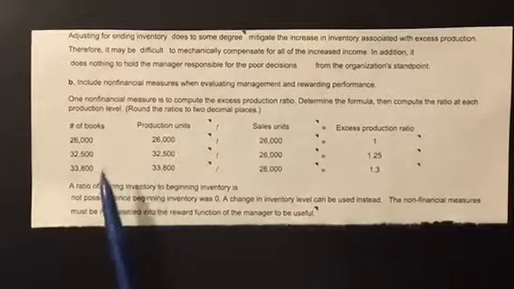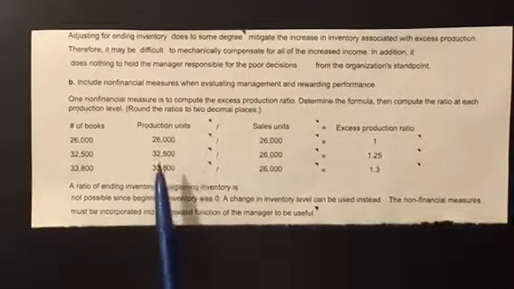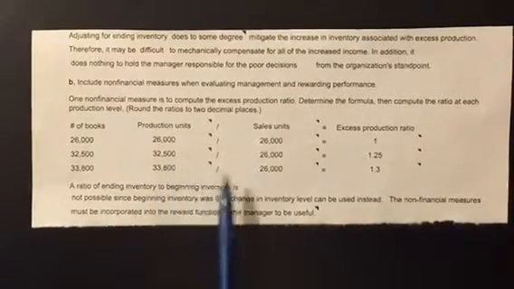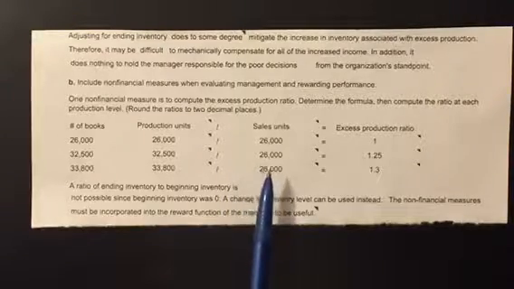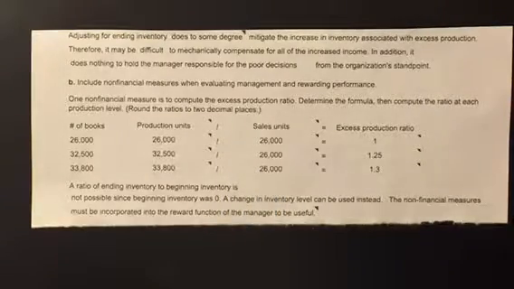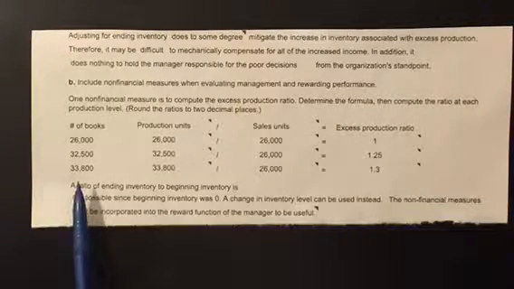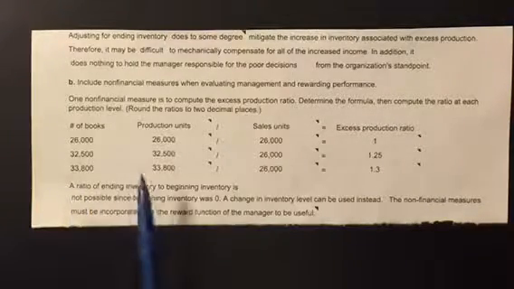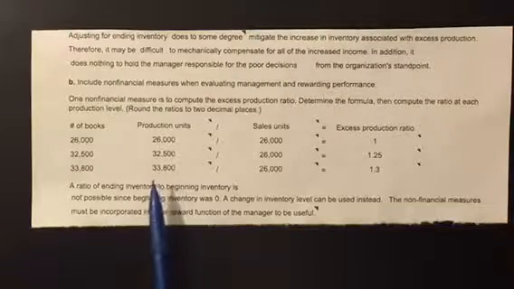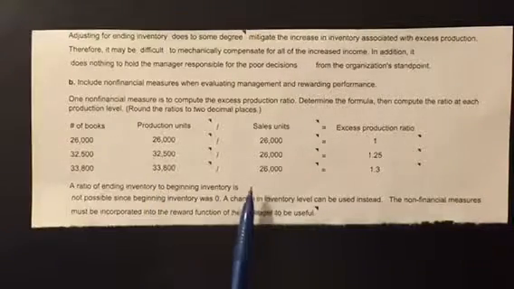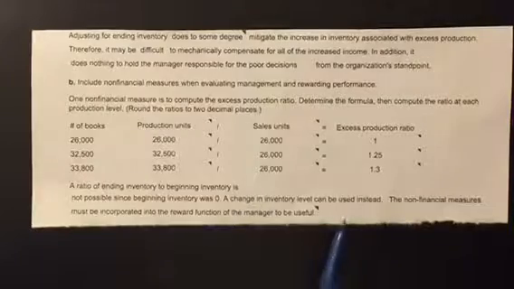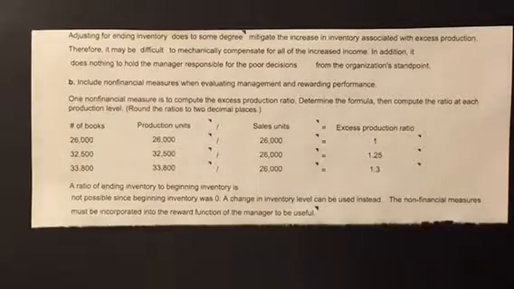And for our number of books of 32,500, our production unit is 32,500, divided by our sales unit, which is 26,000, and that gives us 1.25. And the same goes for our number of books of 33,800. So our production units is 33,800 divided by our sales unit, which is 26,000, and that gives us 1.3.